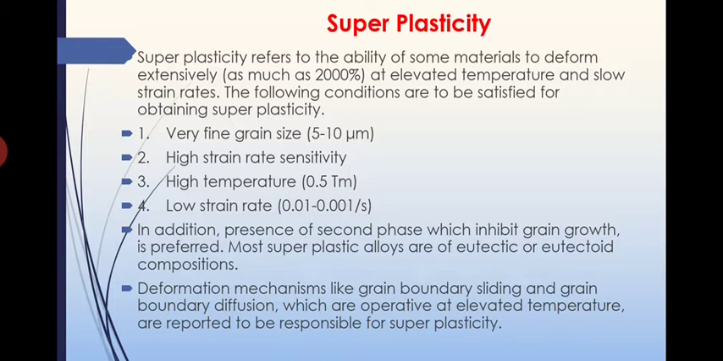Deformation mechanisms like grain boundary sliding and grain boundary diffusion, which are operative at elevated temperature, are reported to be responsible for the superplasticity. Because of these things, that is grain boundary sliding and grain boundary diffusion, mainly the superplasticity is achieved. Actually, it's an extended version of the creep, we can say.